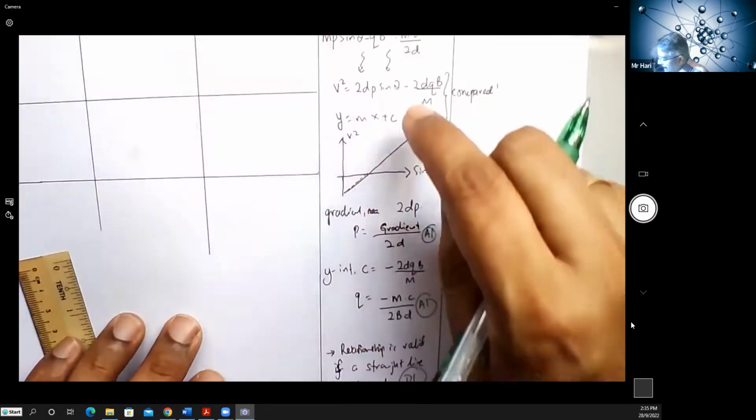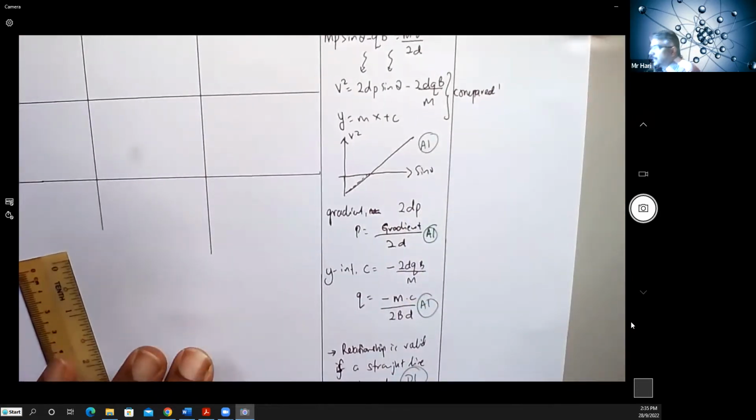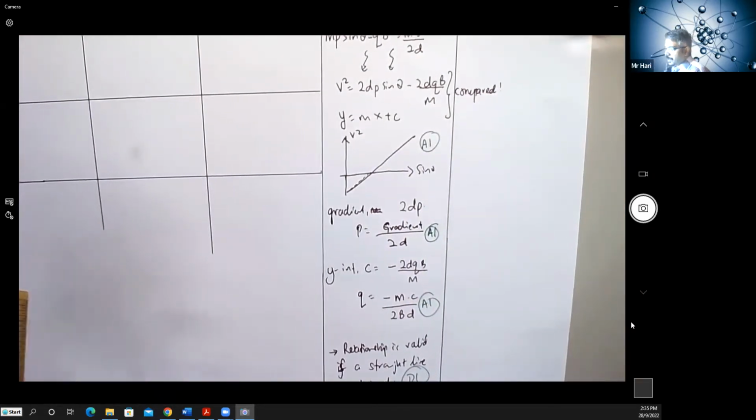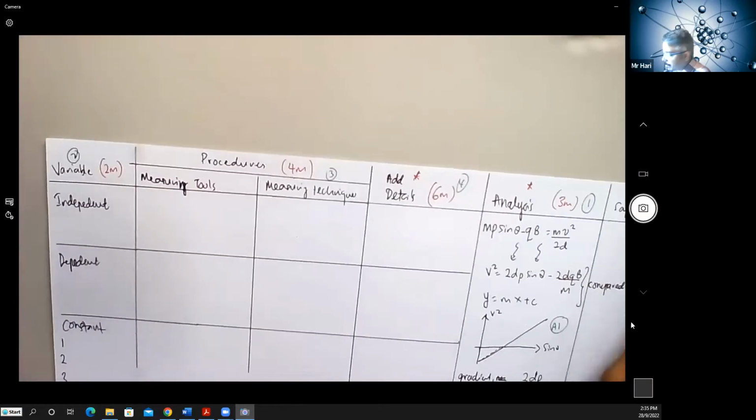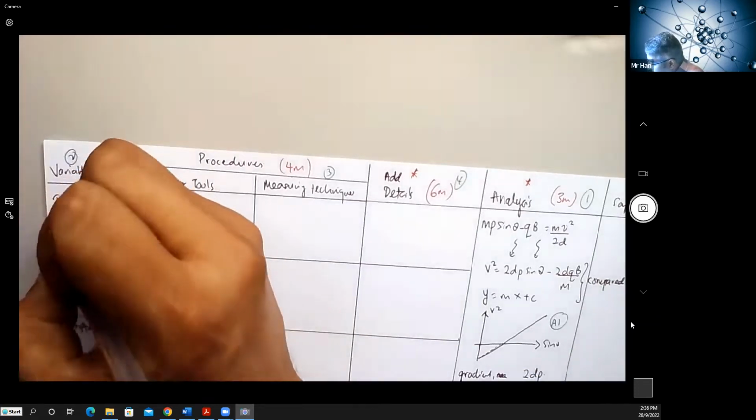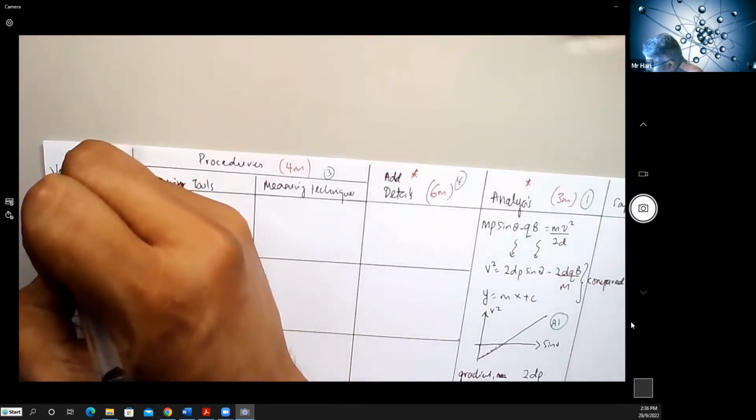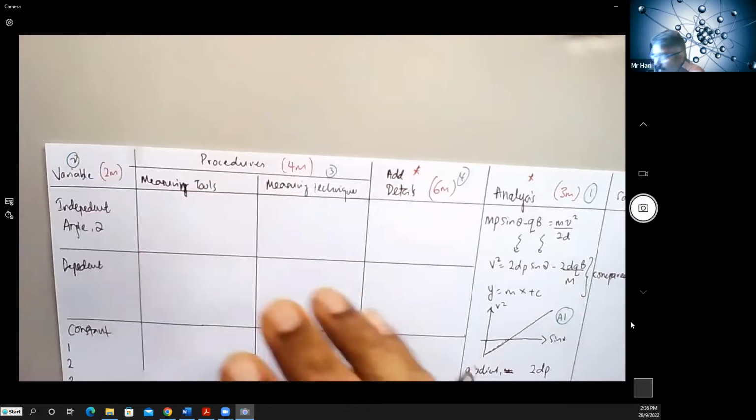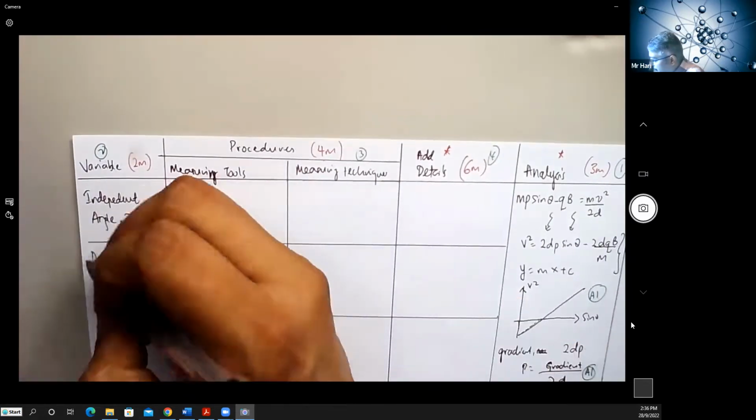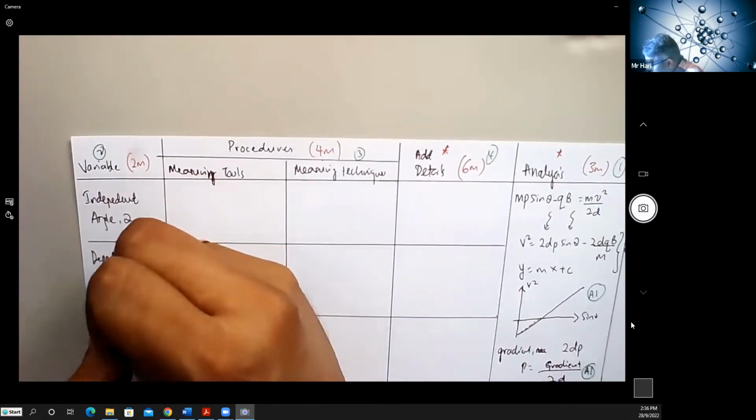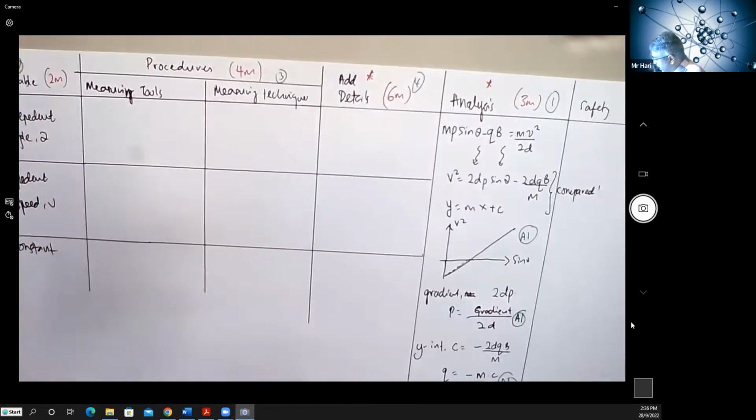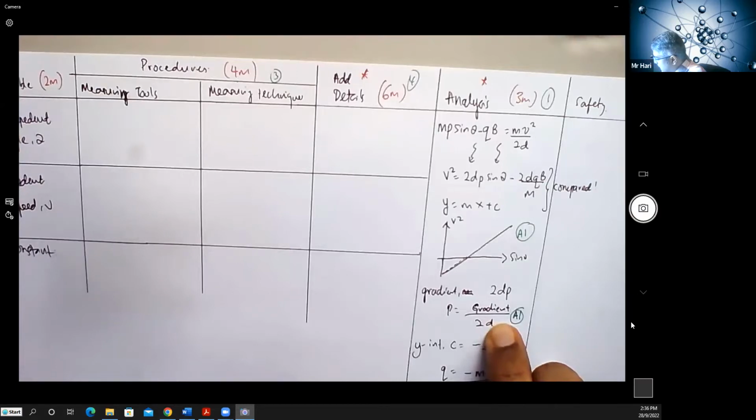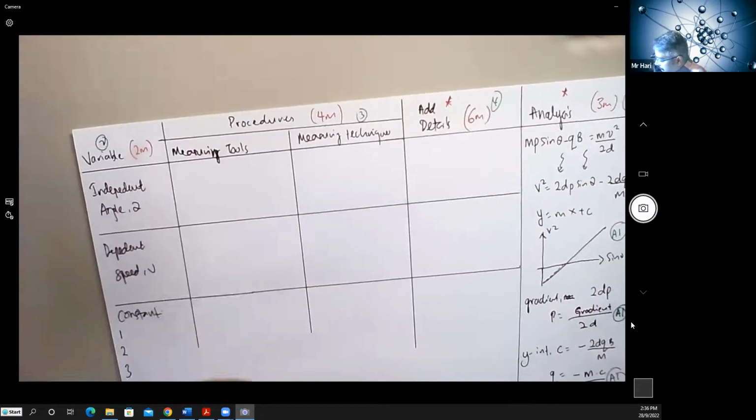Now, when you write all these analyses, you have a better perception of the variables. So in this case, the independent variable will be the angle theta. The dependent will be the speed v. So what are the constants? Over here, you notice the constant, there are 2d here. So the d.